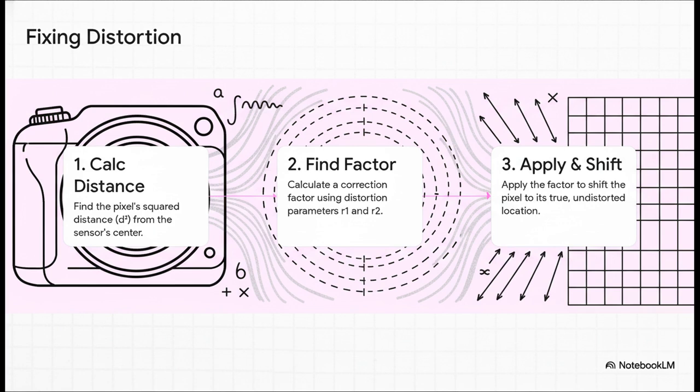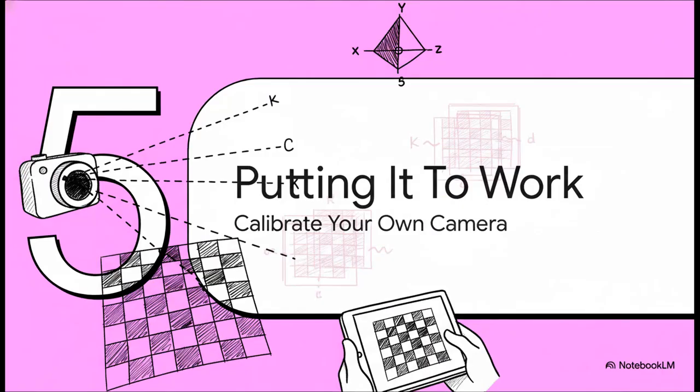It's basically a three-step recipe. First, the computer figures out how far a pixel is from the center. Then, it uses some special distortion numbers to calculate a correction factor. And finally, it applies that factor to just nudge the pixel back to where it should have been in a perfect world. Okay, so this all begs a pretty huge question, right? If we need the camera's matrix K and its specific distortion numbers to make all this work, how do we actually find those numbers in the first place? Well, we do it through a process called calibration.